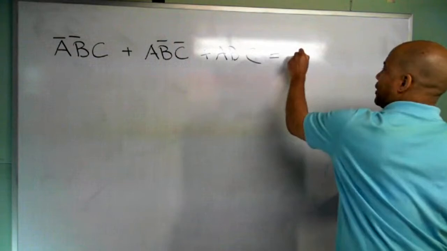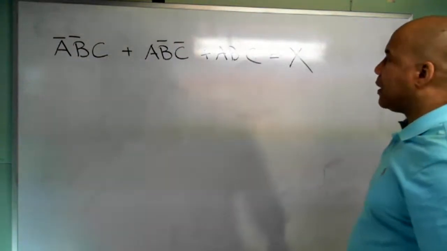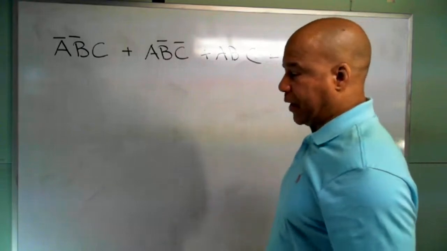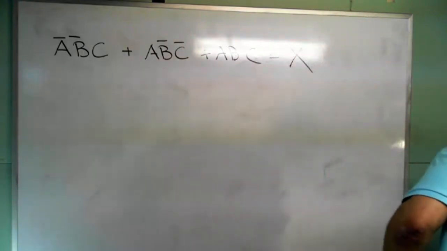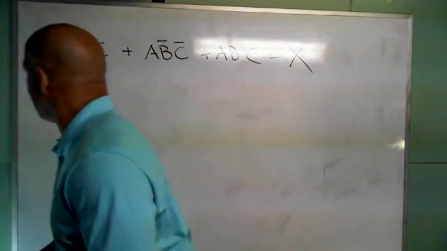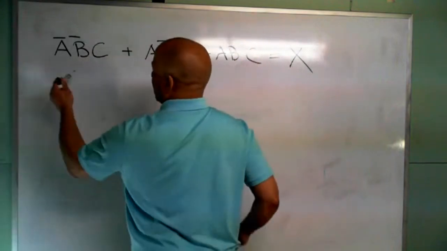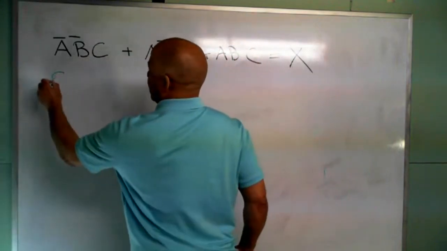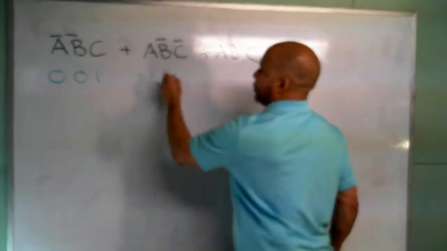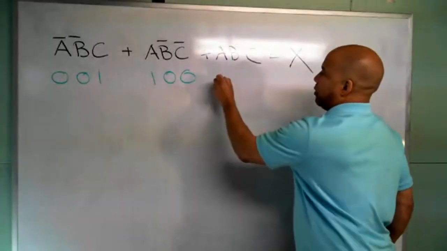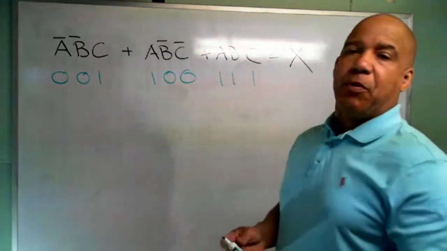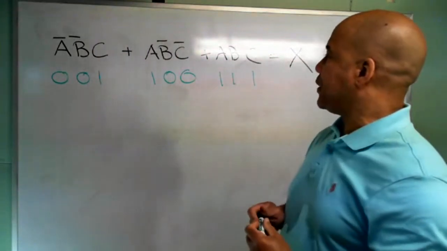We'll set that equal to some variable x. And I want you to get the truth table for this. The first thing you'll do is write the binary value for each term. Well, that's easy to do. This is 0, 0, 1. This is a 1, 0, 0. And this is a 1, 1, 1. So the first step to getting the truth table for this is write the binary value for each term.